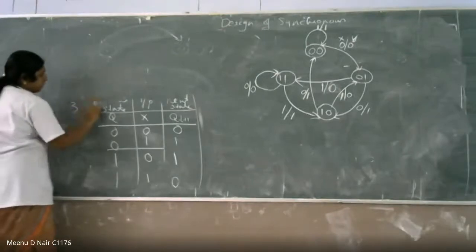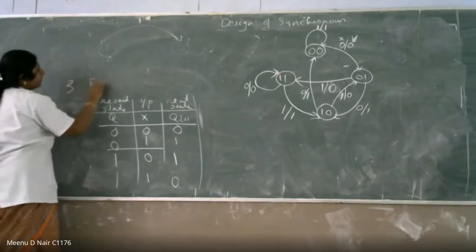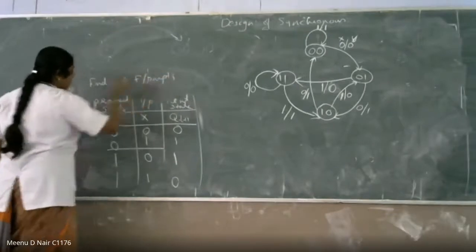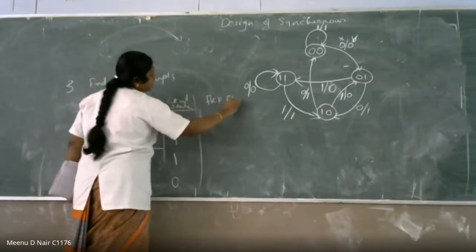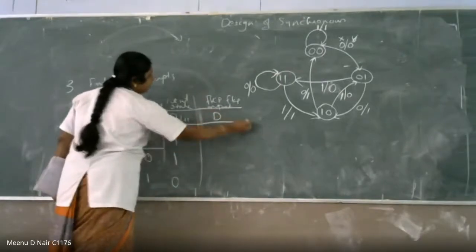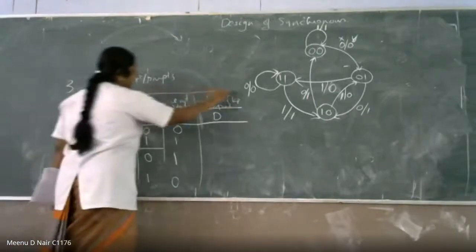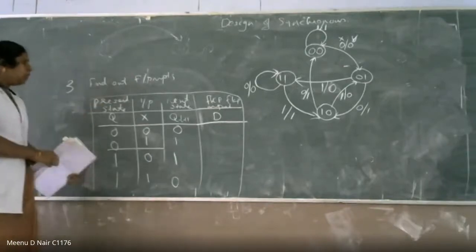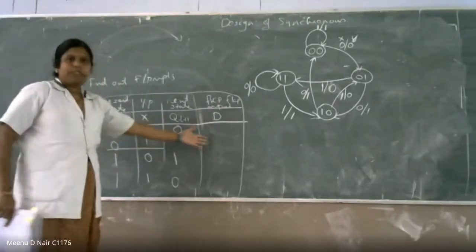The third step is to find out the flip-flop input. Flip-flop input is D. You are going to find it out. This is the third step only. You do not draw it like a second step, first step. This is the third step. So find out the flip-flop input. What about the flip-flop input? Whatever the next state is, that is the flip-flop input, right?